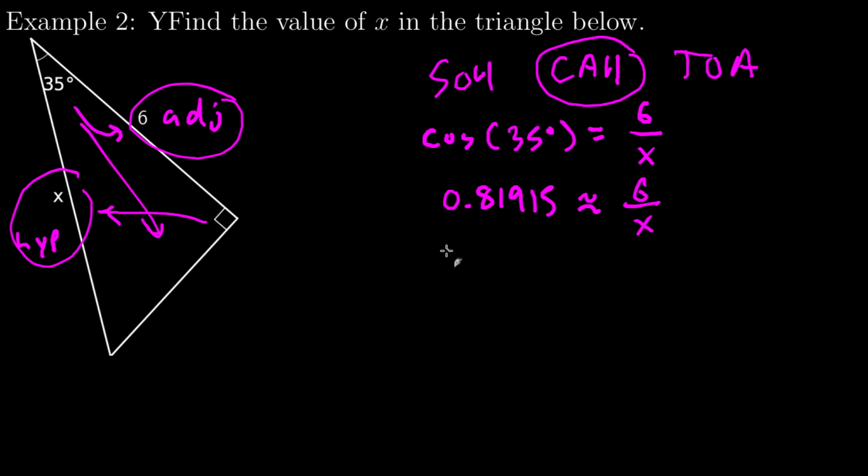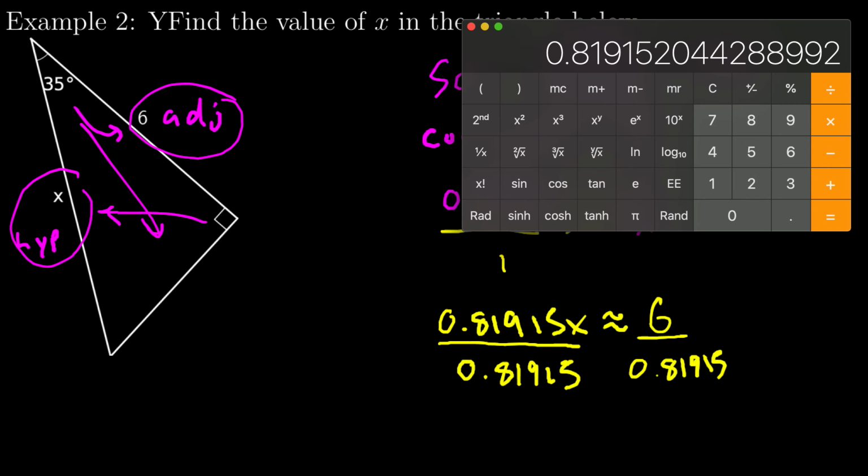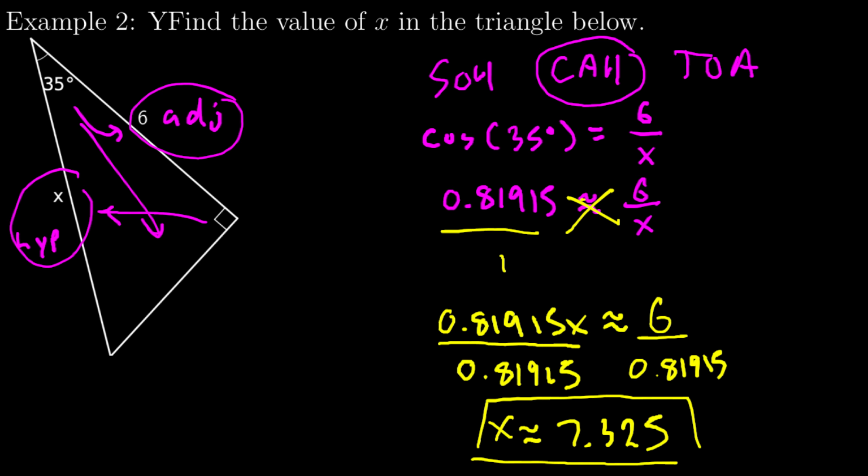I will set up my proportion, cross multiply, 0.81915x is approximately 6, and I will divide by the 0.81915. So 6 divided by 0.81915 gives me approximately 7.325. Moving on.